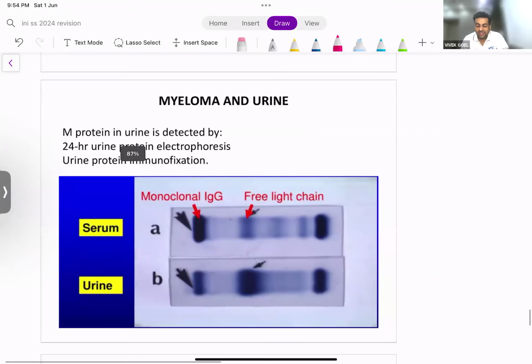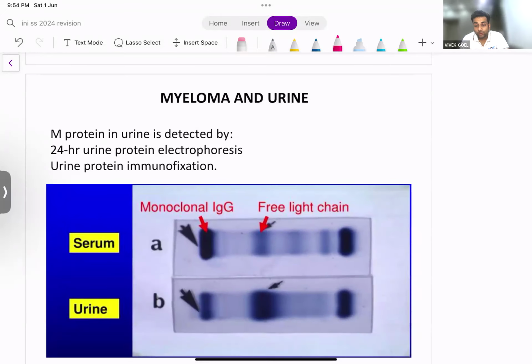Now, how is the urine important in a disease known as multiple myeloma? So in multiple myeloma, you could detect the monoclonal or the M protein by 24-hour urinary protein electrophoresis, where you will see an M band in the urine, or you can do a urine protein immunofixation, where you will see qualitatively what type of light chain, what type of monoclonal protein is being secreted in the urine.